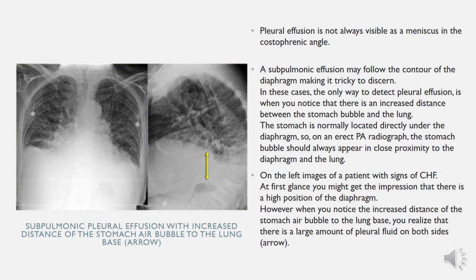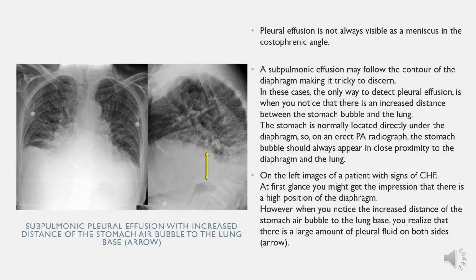Pleural effusion is not always visible as a meniscus in the costophrenic angle. A subpulmonic effusion may follow the contour of the diaphragm, making it tricky to discern. In these cases, the only way to detect pleural effusion is when you notice that there is an increased distance between the stomach bubble and the lung. The stomach is normally located directly under the diaphragm, so on an erect PA radiograph, the stomach bubble should always appear in close proximity to the diaphragm and the lung.